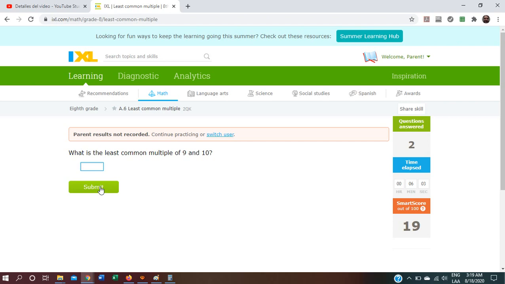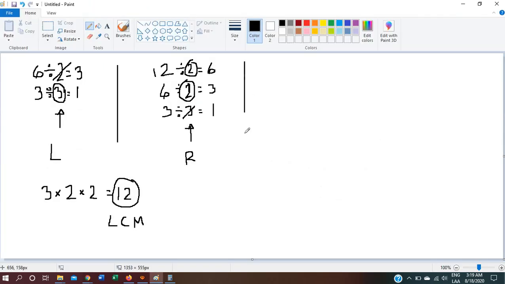Okay, 9 and 10. Let's continue. We're going to factorize 9. 9 cannot be divided by 2, but it can be divided by 3, equals 3. 3 is a prime number, so it can only be divided by itself. So here the answer is 1.